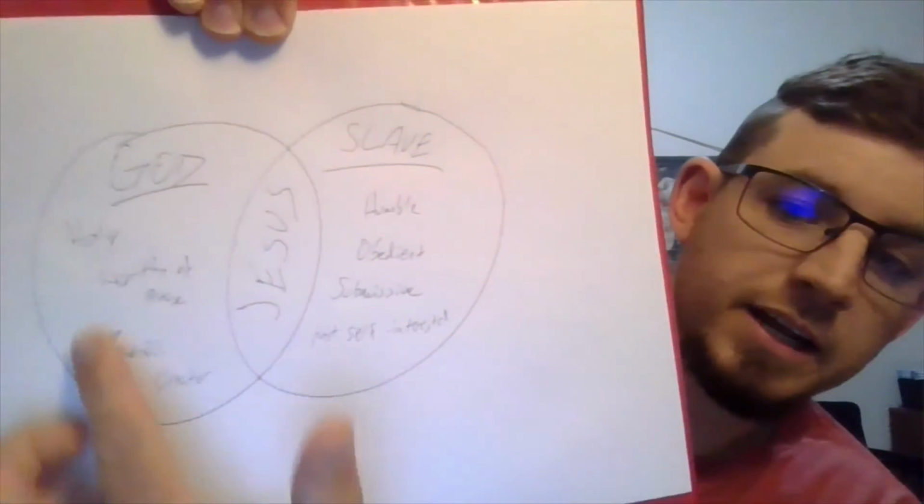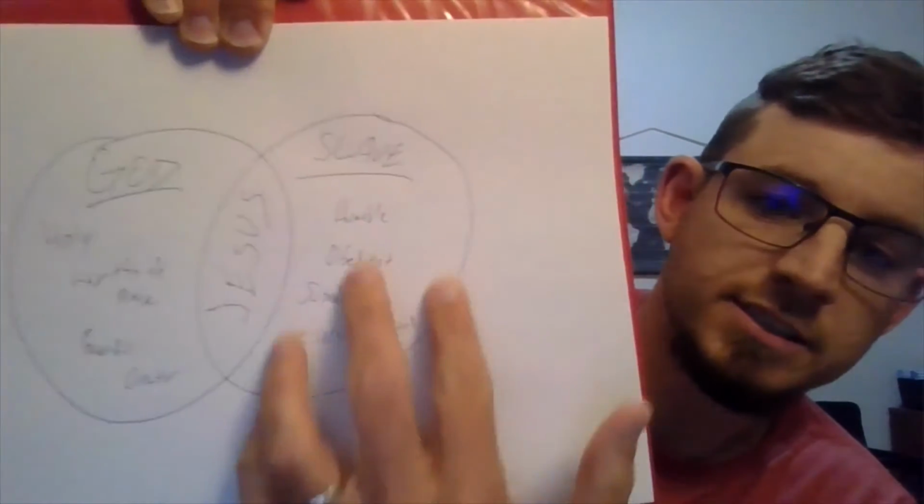Well, I would say humble, obedient, submissive, right? Maybe not concerned with his own schedule or agenda, but with the agenda of its master. Not self-interested. So we write down these attributes under slave. So we've got God's attributes, Jesus here, and slave's attributes on the side.